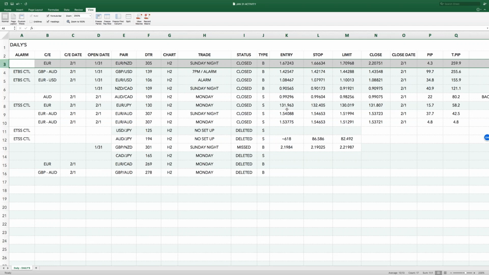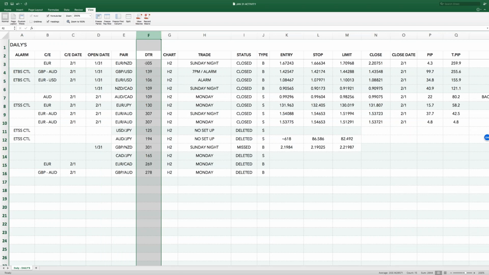Is there anything else, guys? Yeah, I have a question. Go right ahead. If we can go back to the DTR and go over that one more time as to how that works. Okay, this DTR right here is called a daily trading range.